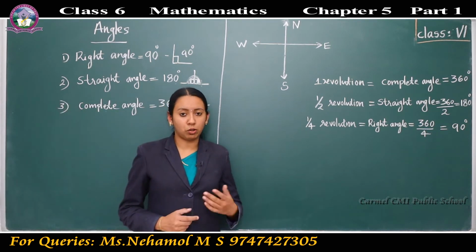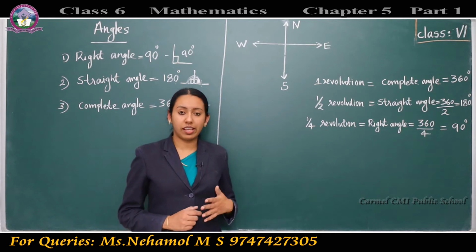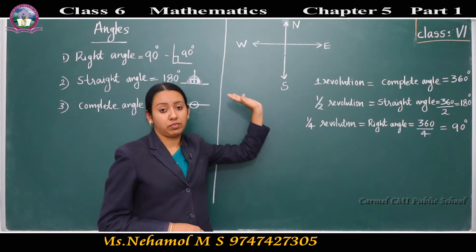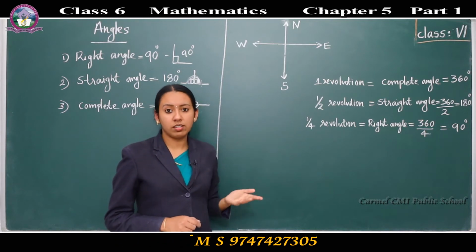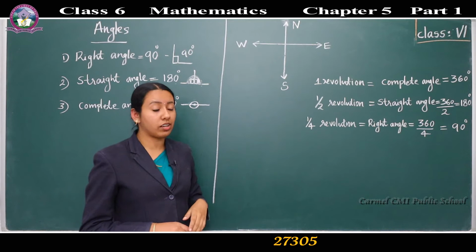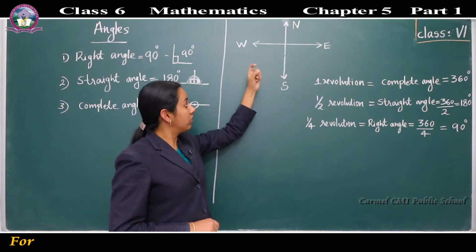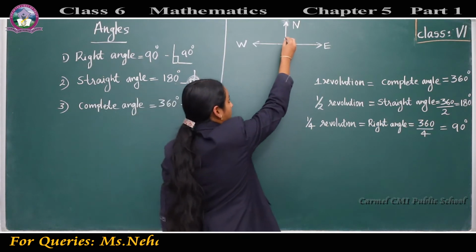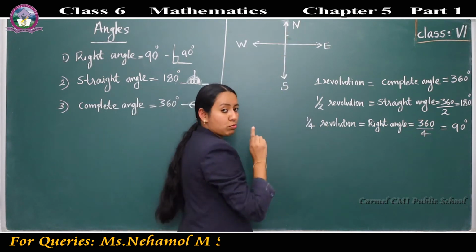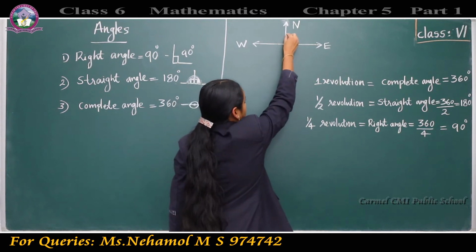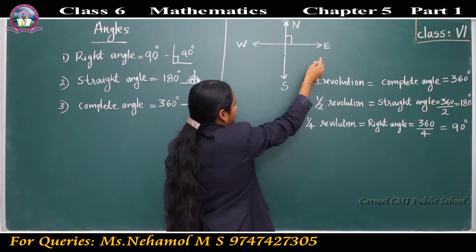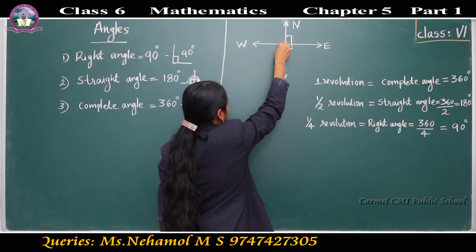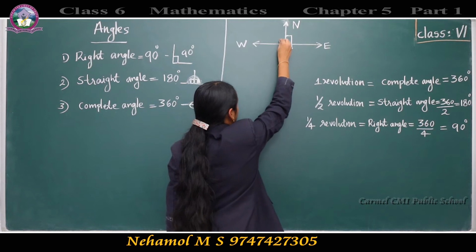Let us study in more detail about angles through the example of directions and a clock. First one, direction. You have heard of direction in social studies, is it? Which are the 4 directions? North, south, east and west. Suppose if we start moving from north in clockwise direction, north to east, east to south, south to west and west to north.